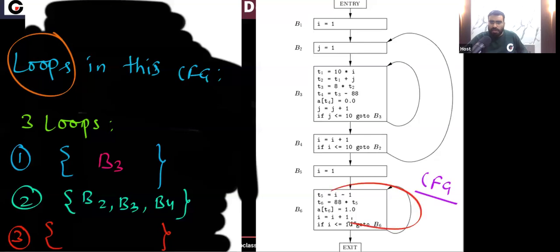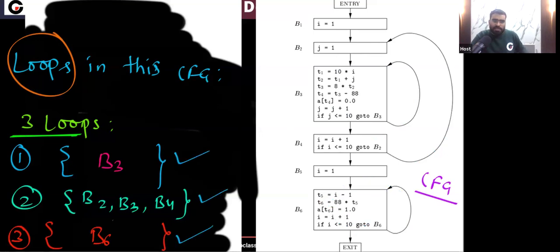And what is the other loop? That is like this. That is B6. That has only B6. So basically there are 3 loops. They can ask you how many loops there are. One loop is this, another loop is this, and another loop is this. So there are 3 loops. Very simple, this is just a simple point.